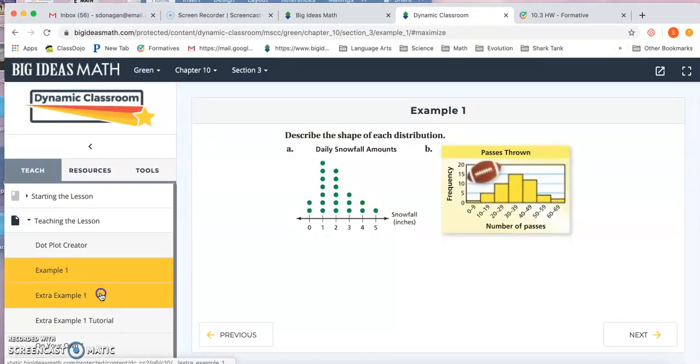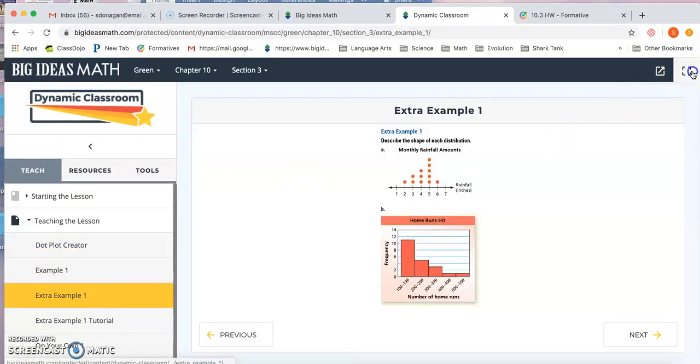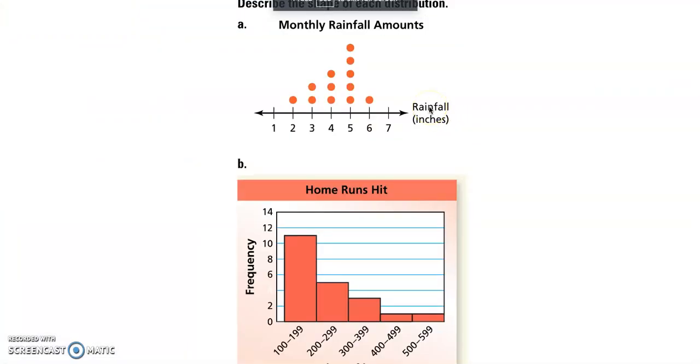So let's see if you can do this. You're looking for a tail, or you're looking to see if it's symmetric. The word is skewed. So if you look in example A, what do you think about the data in example A? That's right, it has a tail coming down here to the left. So what would we call that? That would be called skewed to the left.